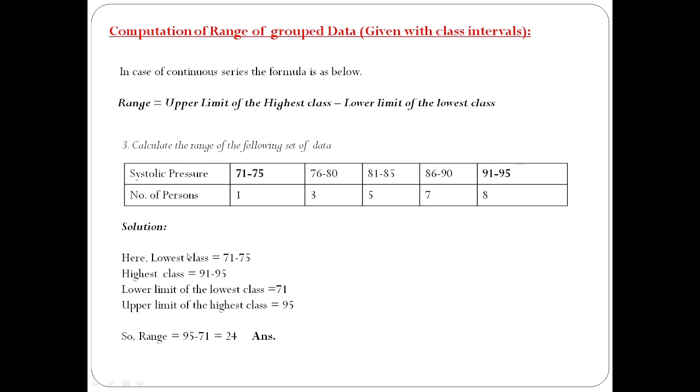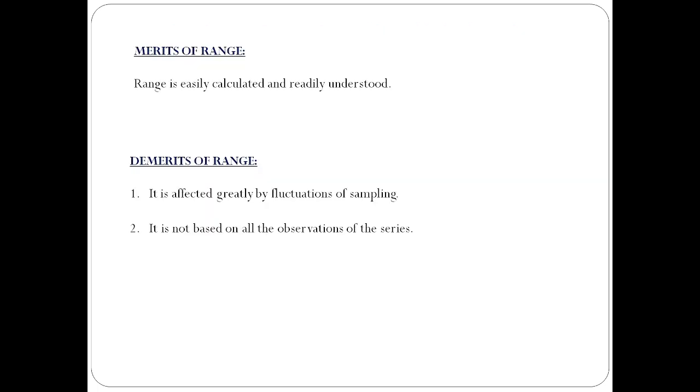Now according to the formula, the lower limit of the lowest class is 71 and the upper limit of the highest class is 95. So the range is 95 minus 71, which is equal to 24. These are very simple calculations by which we are able to calculate the range, which is a measure of dispersion.